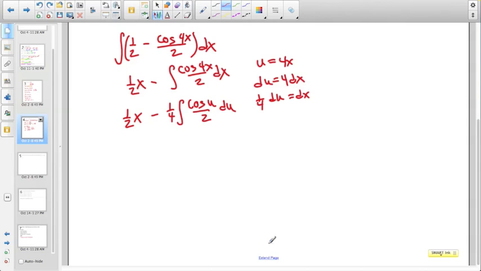And now we can go ahead and integrate that, and the integral of cosine is sine. So we can say this is 1/2 x minus, I'm going to pull out the 2, so it's going to end up being 1/8 sine u, and substituting that back in terms of x, don't forget your constant of integration there, we get 1/2 x minus 1/8 sine 4x, make sure to use your brackets there, plus c.